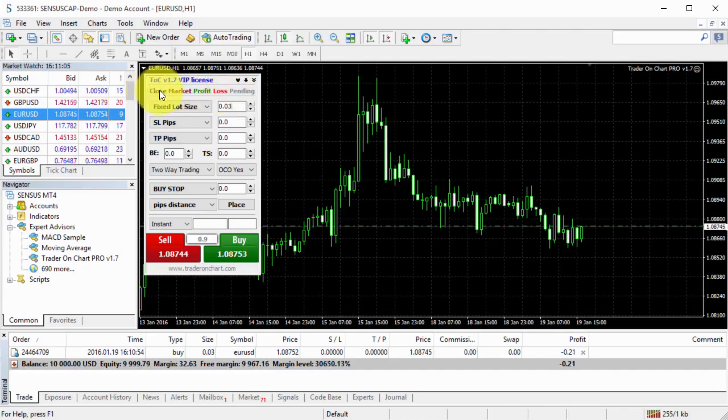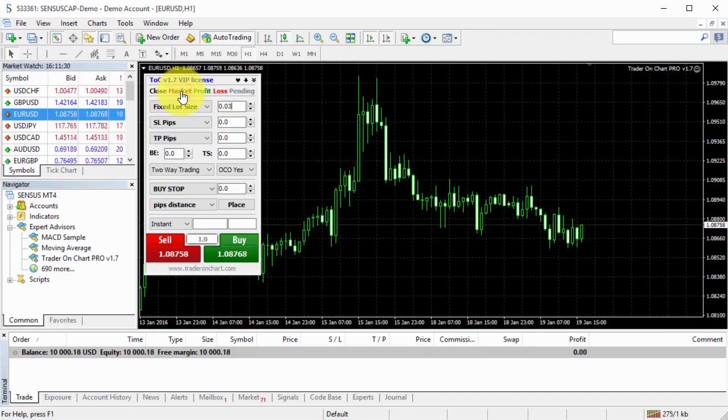Right here we have the close section. If I click this button, it will close all the market trades. This profit button will close all the trades that are in profit. This one will close all the trades that are in loss, and this will delete any pending orders that might exist in the account. So I will click market, and it will close all the market orders.